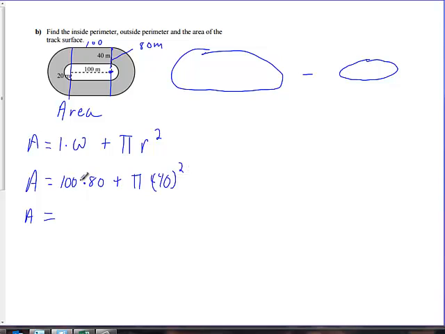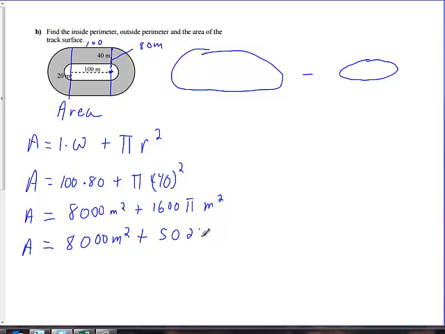So our area is equal to 100 times 80, which is 8,000 meters squared, plus we've got 40 squared. 40 times 40 is 1,600 pi meters squared. Now to calculate out pi, we have 8,000 meters squared plus 1,600 pi, which is 5,026.5 meters squared, and we can add these together, so our area is equal to 13,026.5 meters squared.